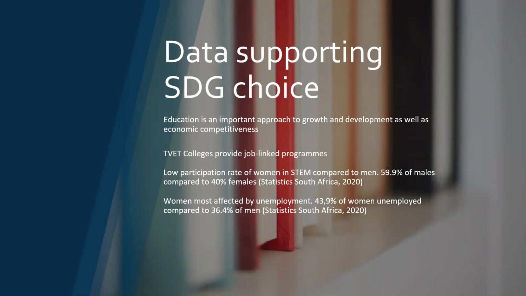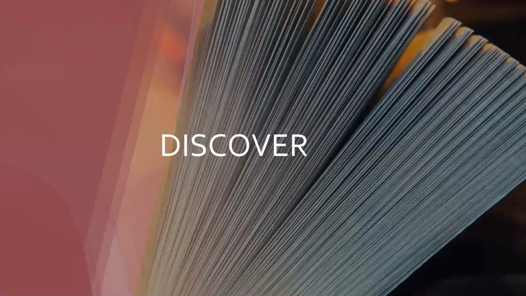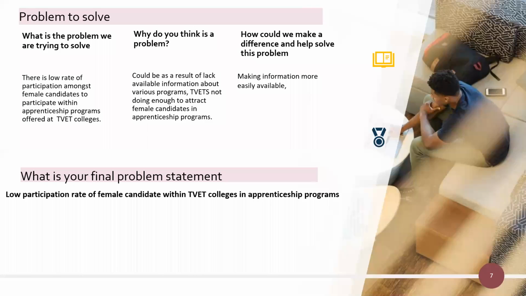employable graduates. The Department of Higher Education has indicated that the participation rate of females in the engineering field is 40% compared to 59.9% of males. This is a problem because according to Stats SA, women are most affected by unemployment. 43.9% of women are unemployed compared to 36.4% of men. As part of creatively solving the problem, we started with the first step, which is the discover.